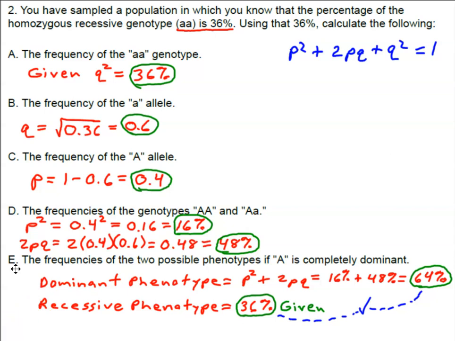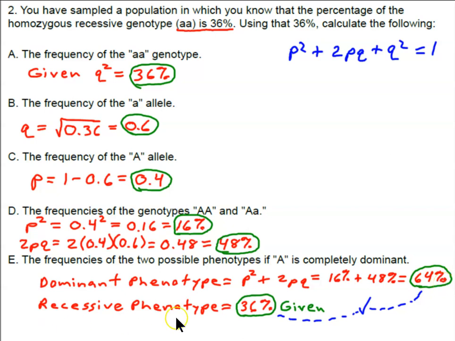All right? So what we're dealing with in this example is a single gene trait, and it's completely dominant, which means we're only going to have two phenotypes. It's either going to be the dominant phenotype or the recessive phenotype. So here in Part E, we're being asked for the frequency of those two possible phenotypes. The dominant phenotype is a combination. It's the addition of the homozygous dominants plus the heterozygotes. They're all going to show the dominant phenotype. So that's 16% plus 48%, which is 64%.